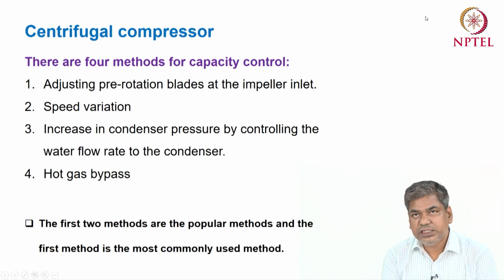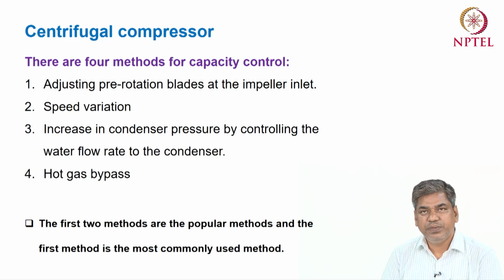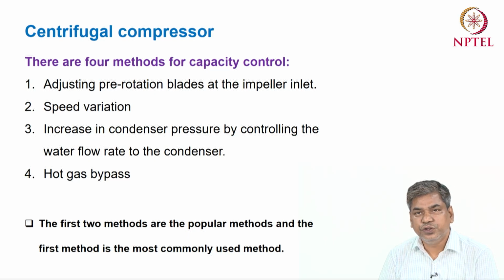Okay, so for this case, in case of a centrifugal compressor, how can we change the capacity or mass flow rate of the refrigerant? There may be various methods to control the capacity or mass flow rate. There are 4 methods listed in this slide. The first method is adjusting the pre-rotation blades of the impeller inlet. The blades at the inlet casing can be adjusted to adjust the opening for the refrigerant inlet.